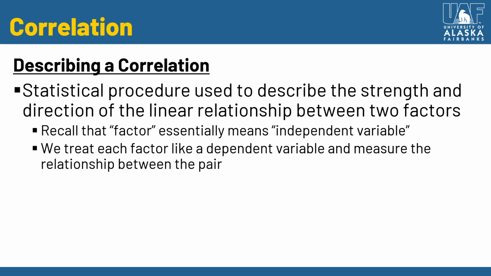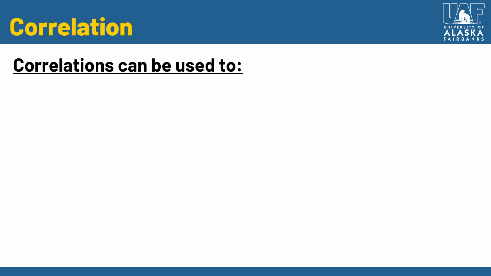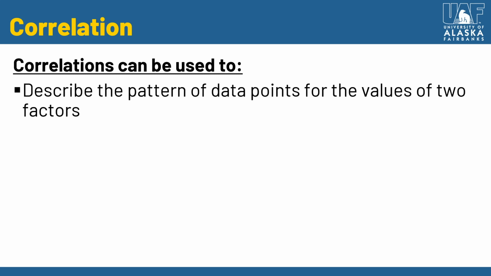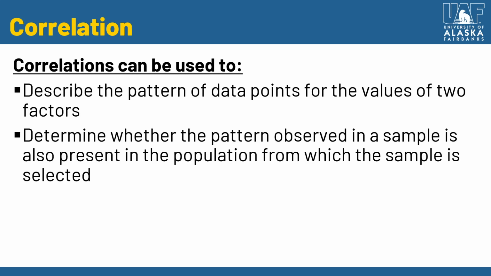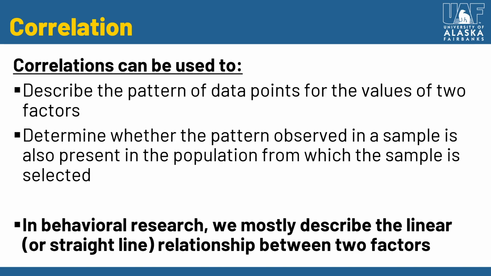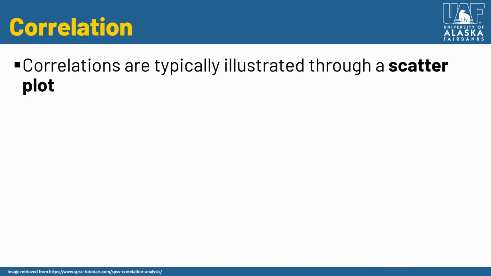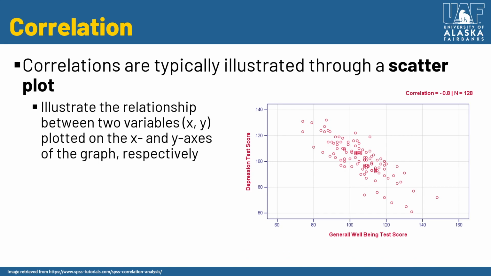So here we're talking about variables. I'll skip some of this. You can come back and look at it if you want. Just for the sake of time, we'll skip some of the minor details. But there are different ways we could look at this. Broadly speaking, we're describing a linear relationship. Linear just means a straight line. So a linear relationship between two factors. And typically we'll illustrate these through a scatter plot.